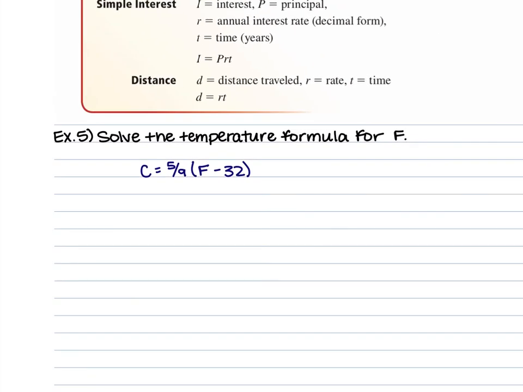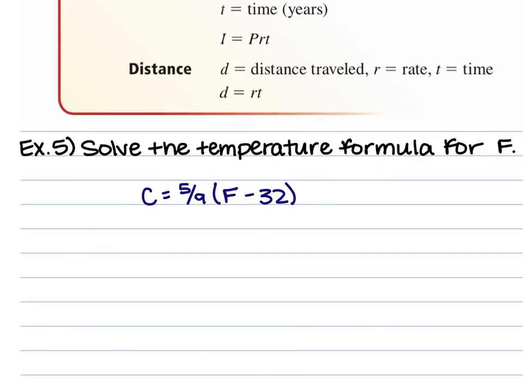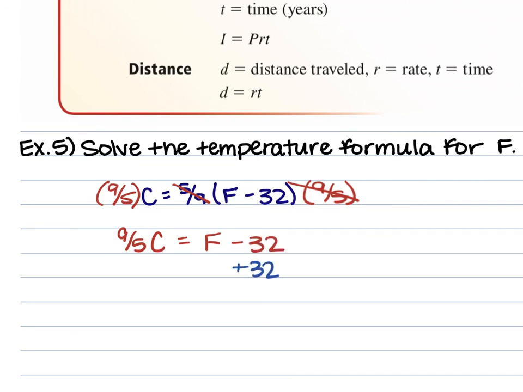For example 5, we have the temperature formula to solve for F. So C is equal to 5/9 times F minus 32. So we first want to get rid of that 5/9. So we are going to multiply it by the reciprocal on each side. The reciprocal is just 9 over 5. So this is going to cancel out the 5/9. So we're going to have 9/5 C is equal to F minus 32. We just add that 32 to each side. And we get that F is equal to 9/5 C plus 32.